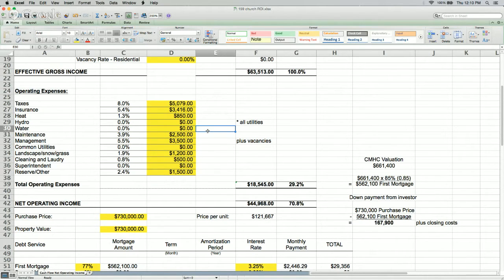standards, usually you are going to try and pass on as many utilities as you can to the tenants, if it's feasible to do that in the construction or in the renovation of the building.